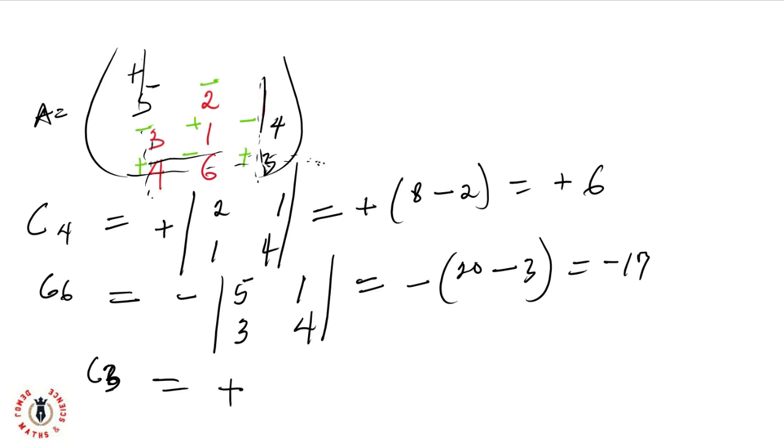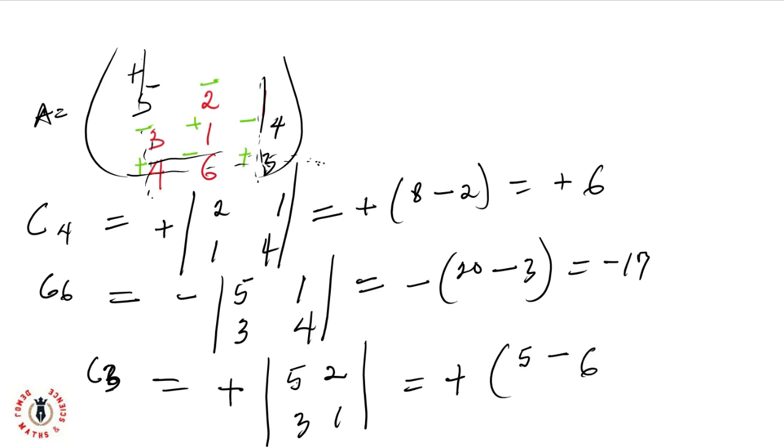So that will be plus 5, 2, 3, and 1. So that's equal to plus 5 times 1, that's 5, minus 6, which is equal to minus 1. Now with this, we have picked the cofactors of the matrix.